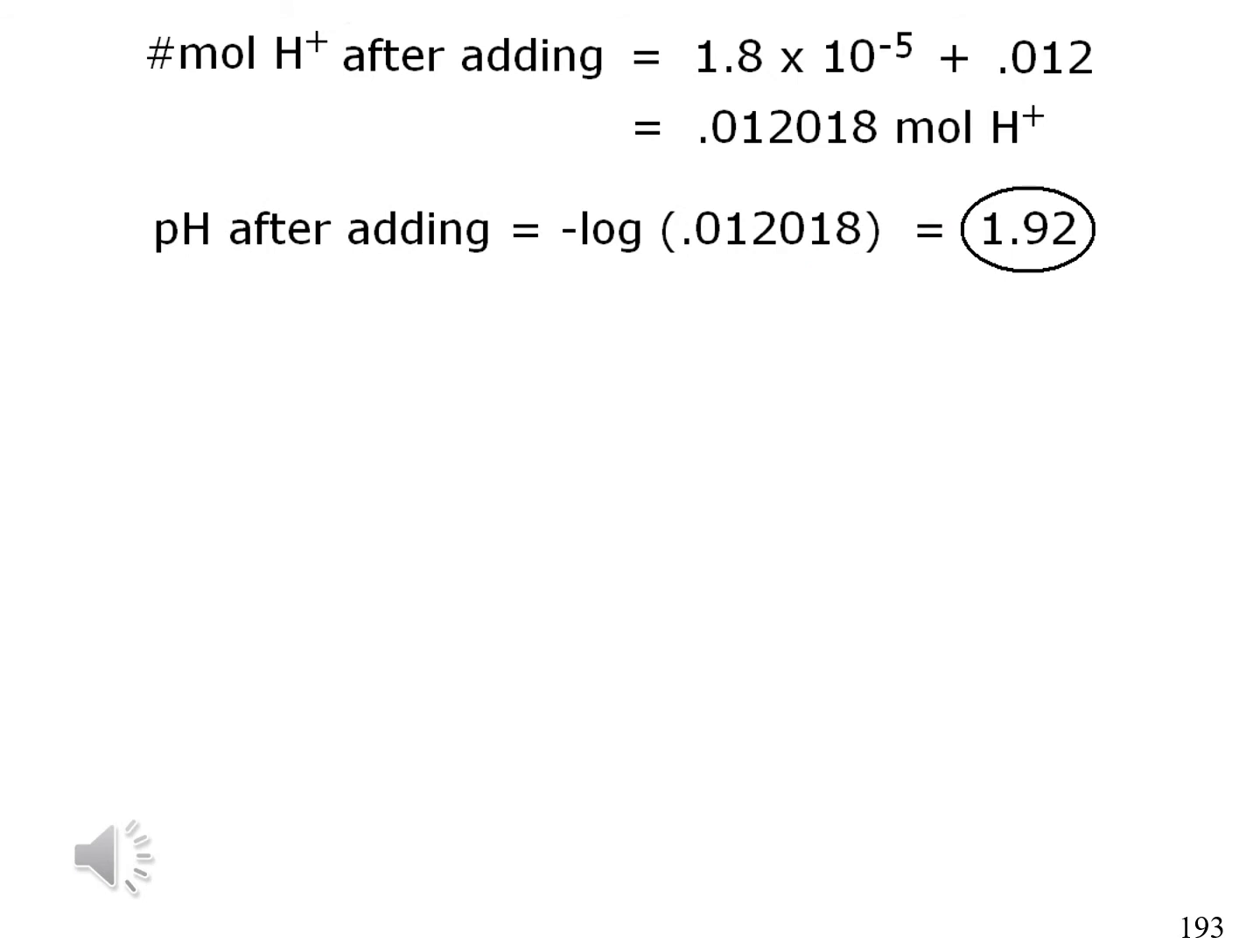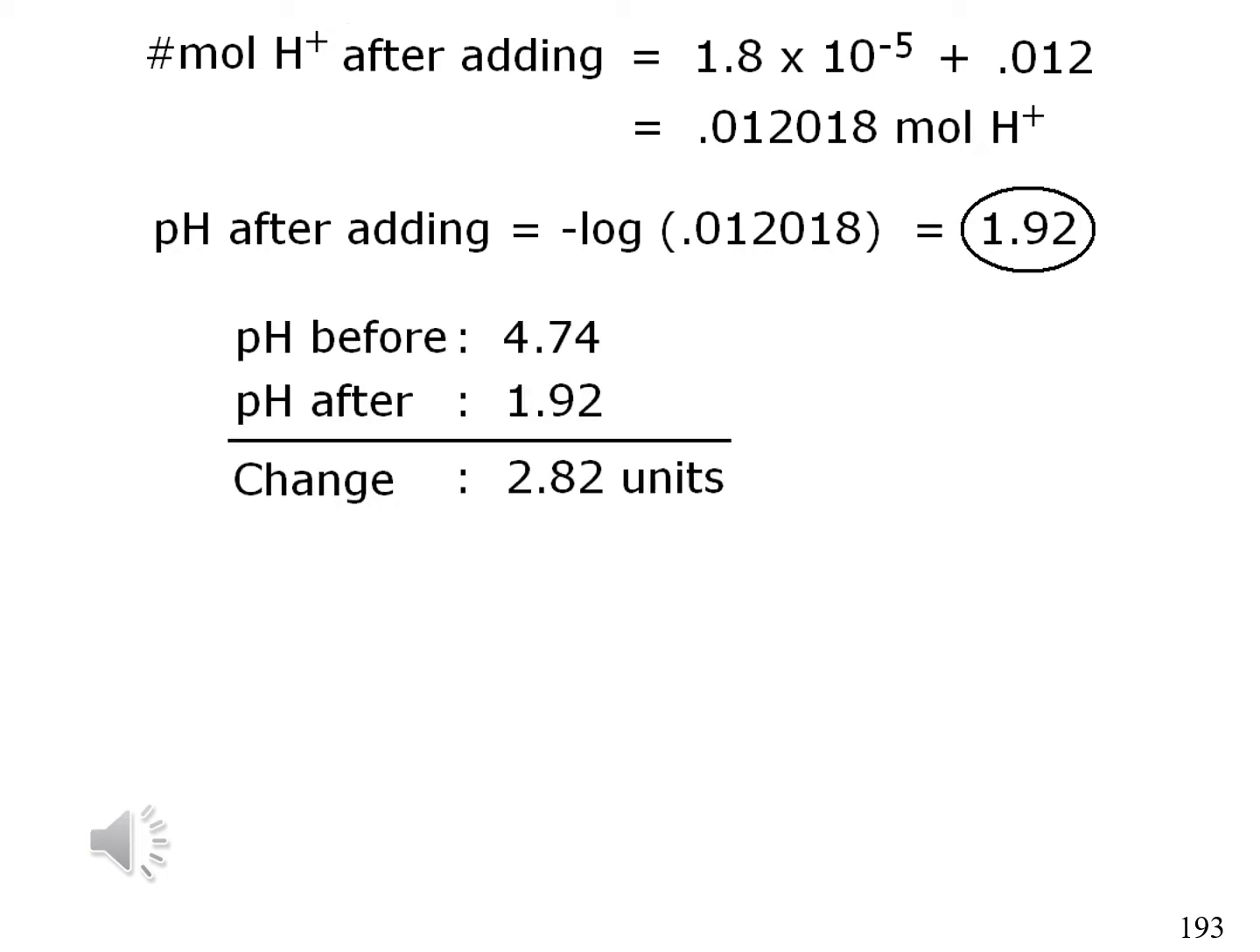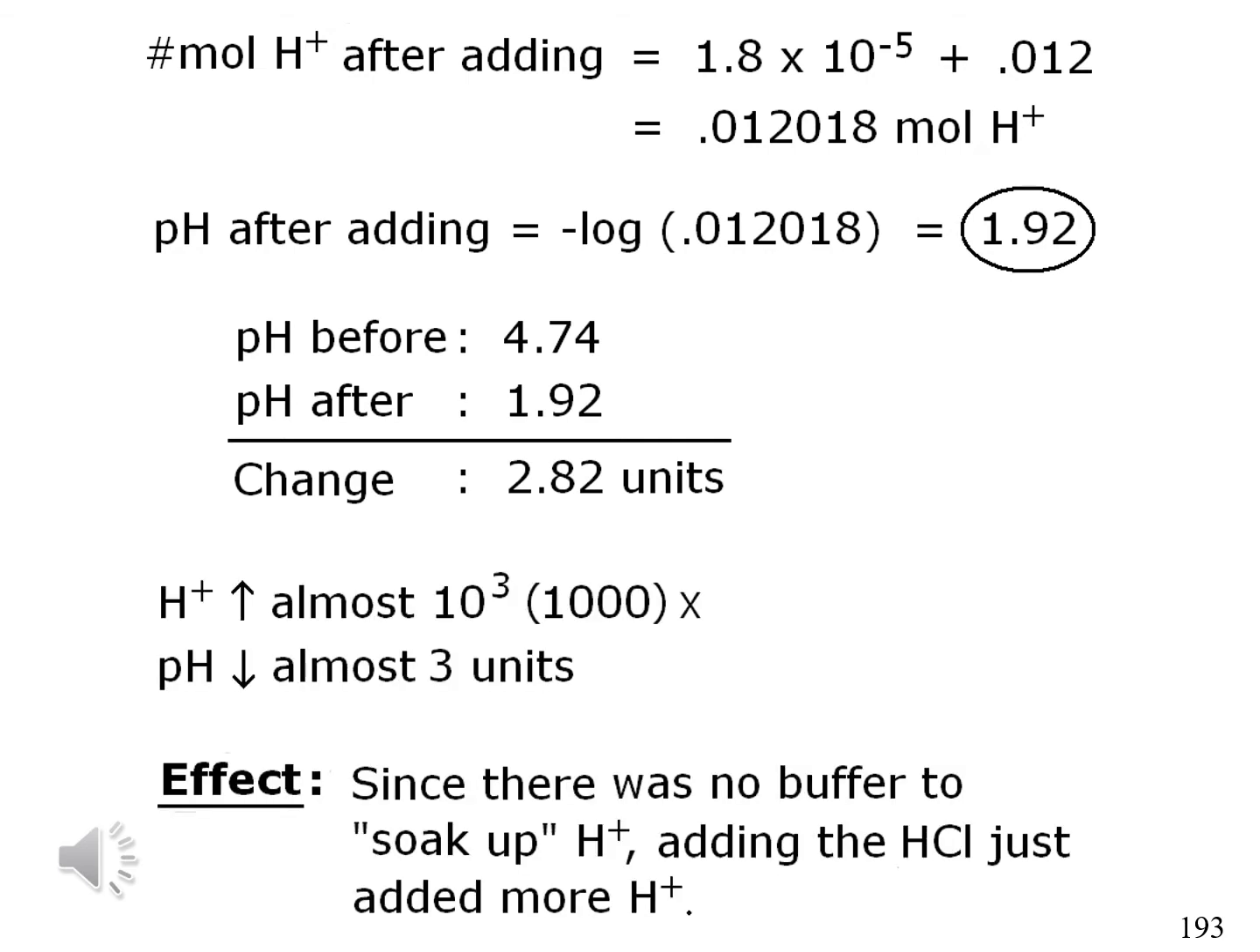In order to get the new pH, you want to take minus the log of the amount of H plus, and the pH comes out to be 1.92, which is a very big change. We started with 4.74, went down to 1.92, so the change is almost 3 units. That's really what we expect because there is nothing to soak up the H plus in that solution 1.